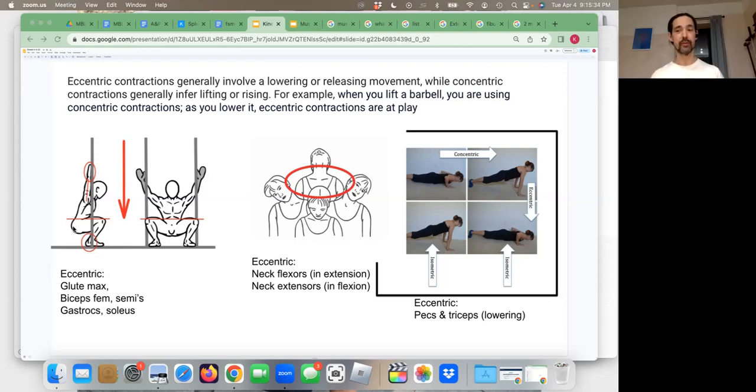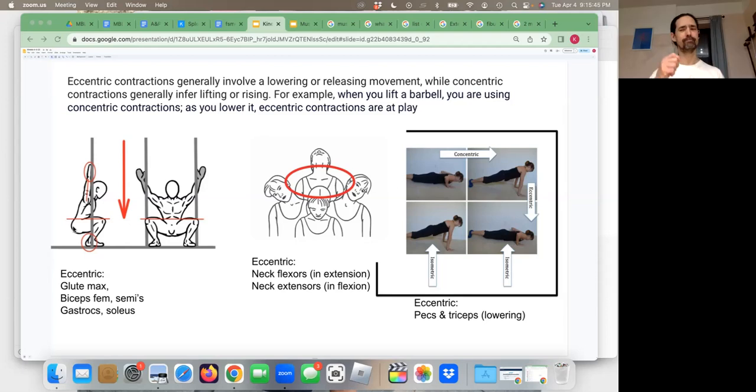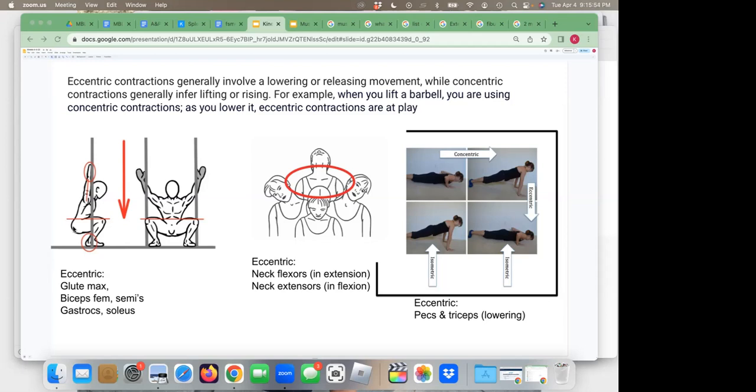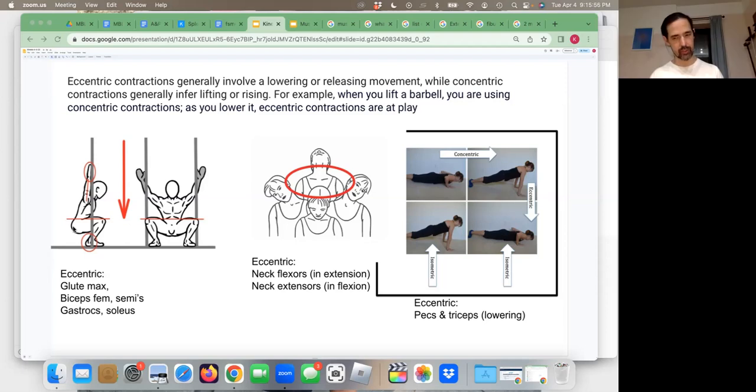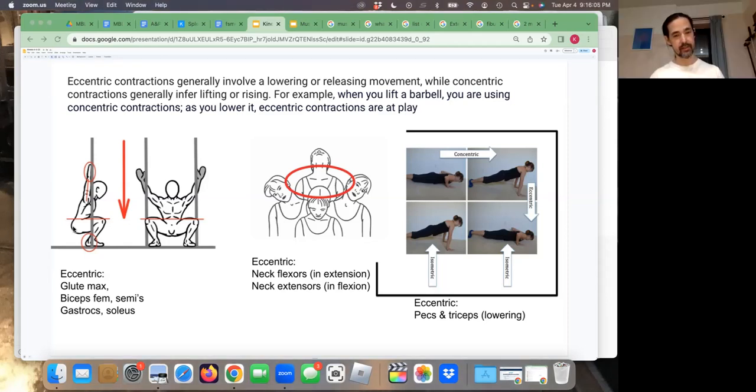The agonist is the prime mover that shortens. The antagonist is the eccentric that lengthens. No, the one that shortens is the agonist, the concentric agonist, the prime mover. So can you give me those two one more time? Which one is the agonist? Which one is the antagonist? The agonist is the glutes. Yes, the prime mover.